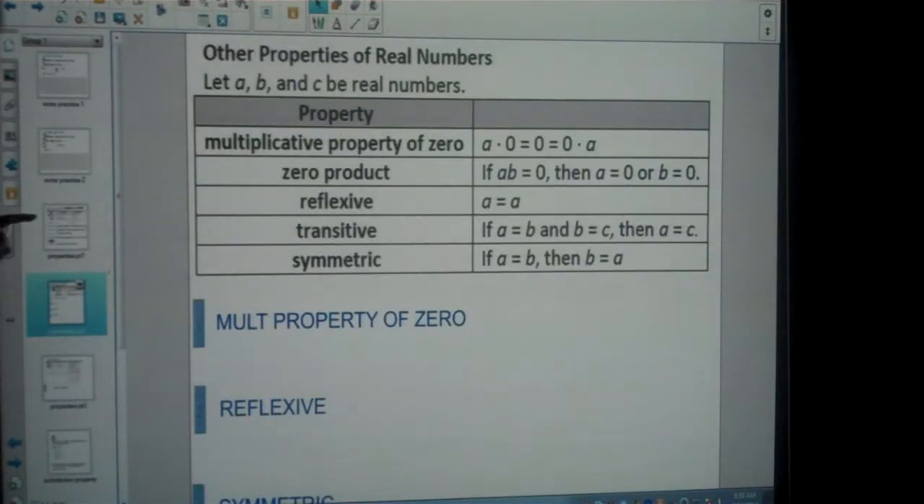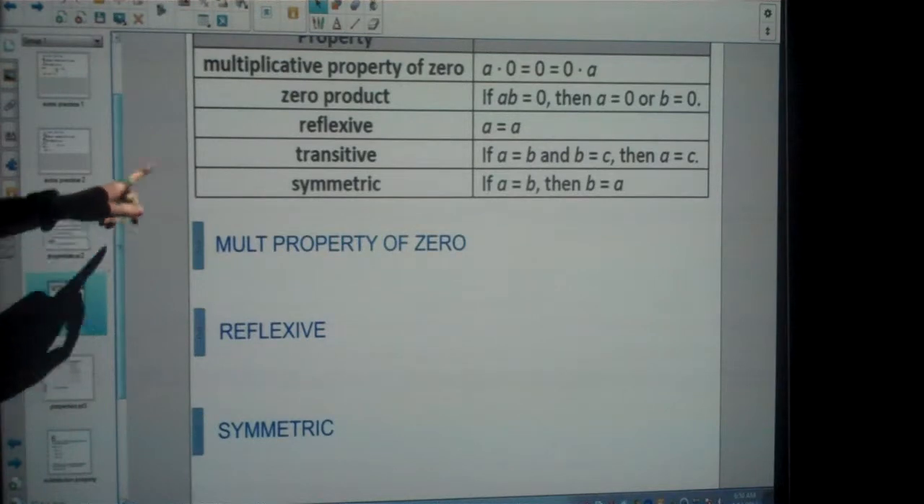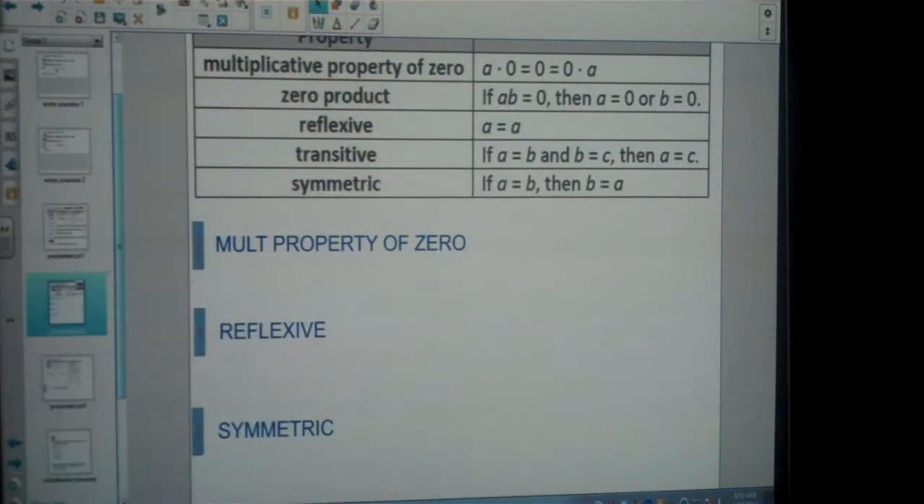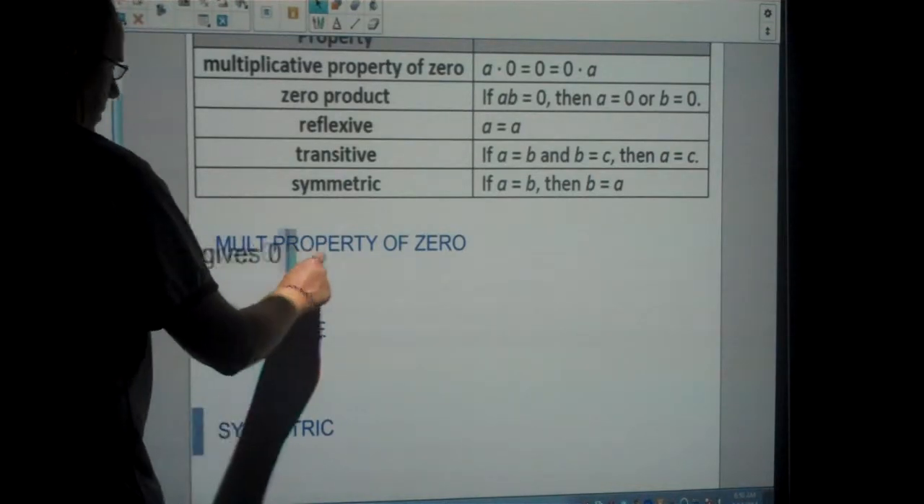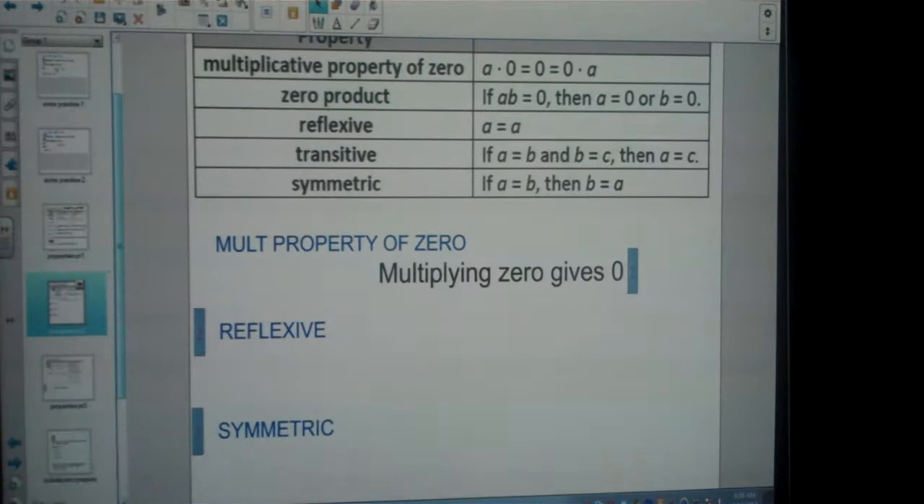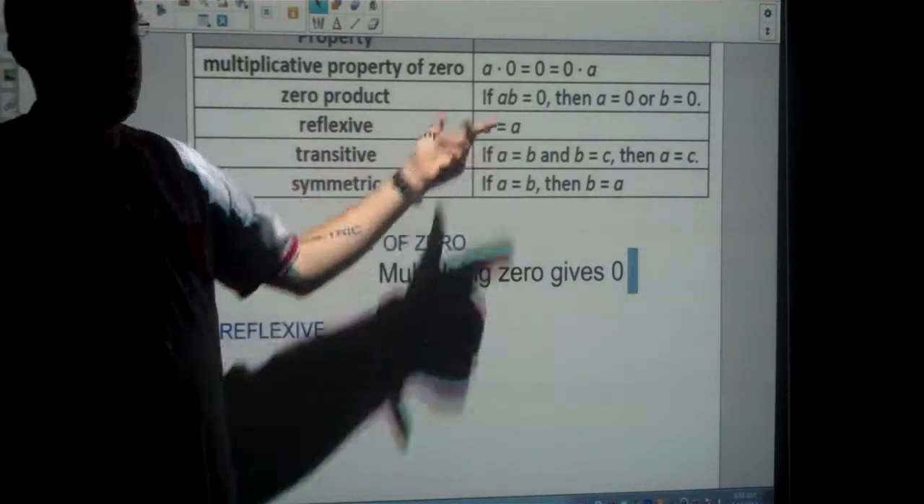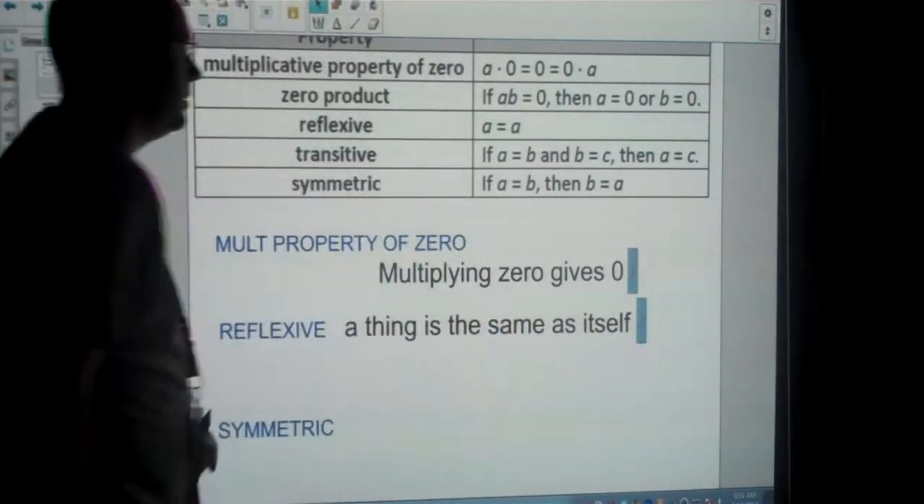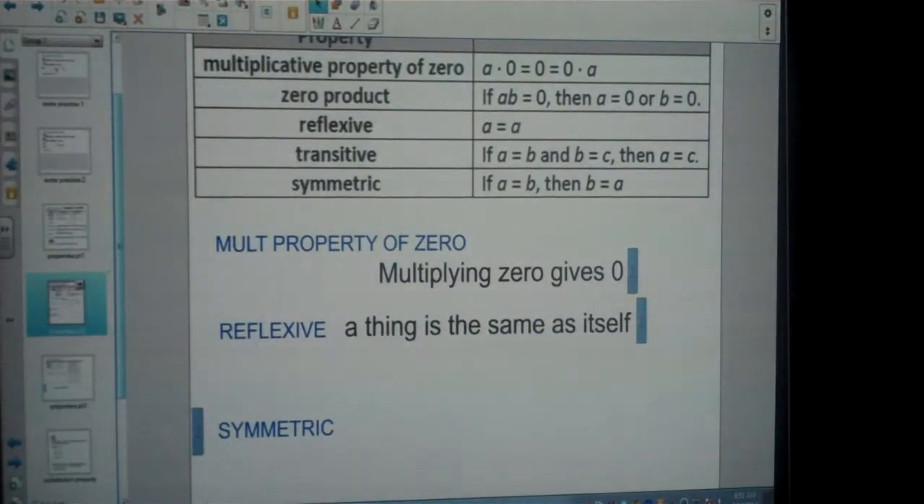Now our second page of properties. Multiplicative property of 0, fairly easy one to remember. If you times by 0, the answer is 0, so that's a really easy one to remember. Reflexive property, this one always seems a very strange and very obvious one to me. Any number is equal to itself. So a equals a, 10 equals 10, 3 equals 3, etc, etc.